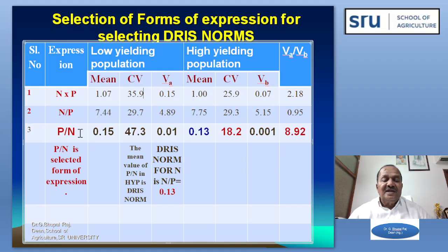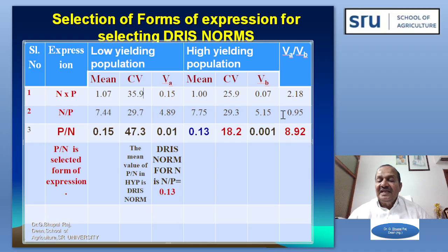Similarly, for the phosphorus by nitrogen combination, these are the mean values of the low yielding population. This is the mean value of the high yielding population. Similarly, we calculate the variance ratio. Here we got the variance ratio for P by N as 8.92. So these are the variance ratios for these combinations of nitrogen and phosphorus.